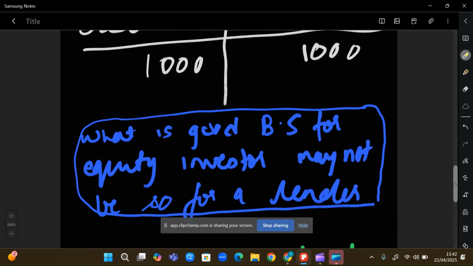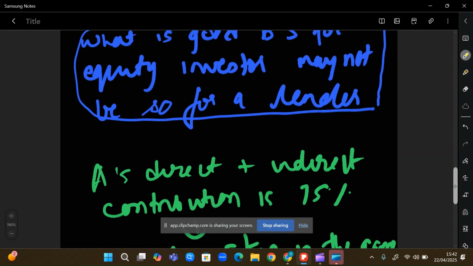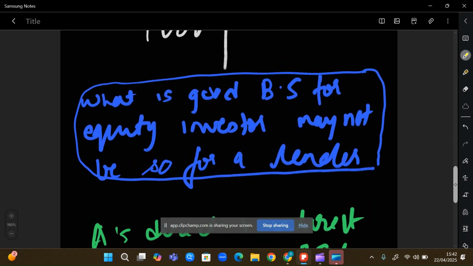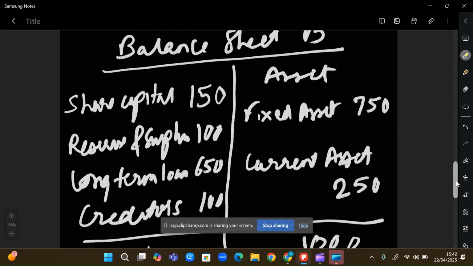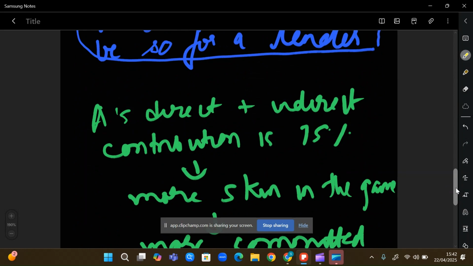Before proceeding further, we should know that what is a good balance sheet for an equity investor may not be so for a lender. We will see the case of the equity investor later after this. In this case, A's direct plus indirect contribution is 75%. Why do we say so? Because share capital is a direct investment, and capital reserves and surplus are the indirect contribution. So both contribute 750, that is 75%. So A has more skin in the game. An owner whose personal investment in the business is substantial is likely to be more committed to its success and more involved in its running.